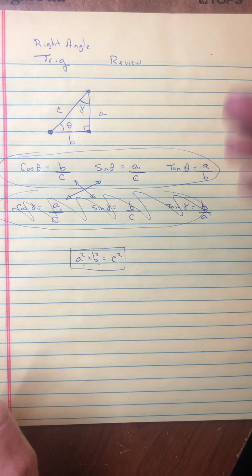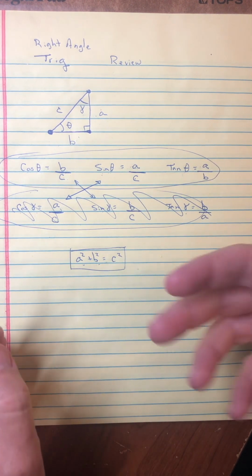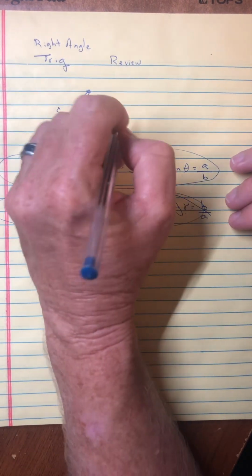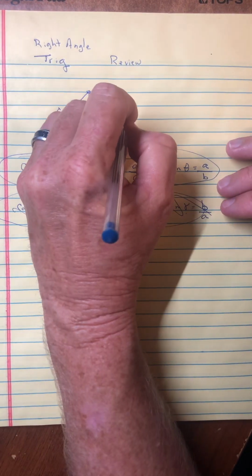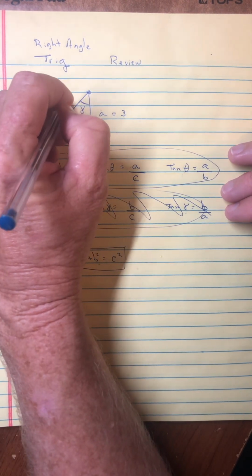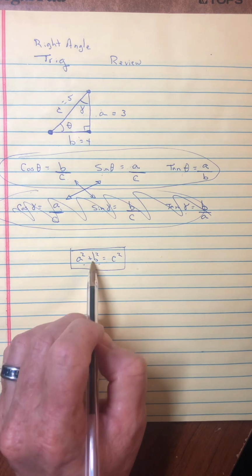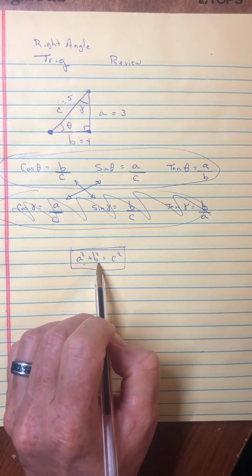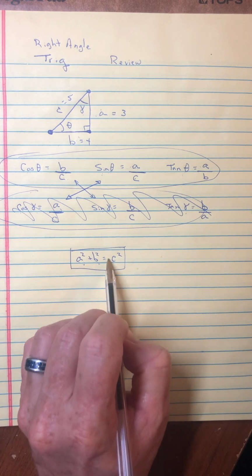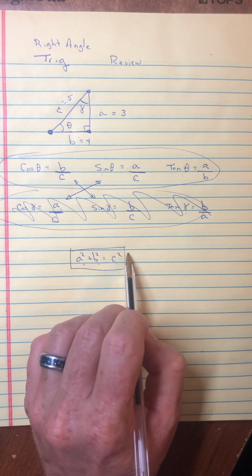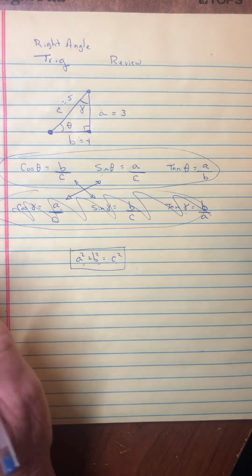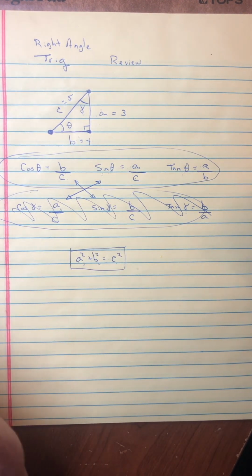Now, if I just gave you some numbers, let's do, say, the magical triangle. If A is 3 and B is 4, that makes C 5, because 3 squared is 9, 4 squared is 16. You add them together, that's 25. And so C is the square root of 25, and you get a 5. So that's one of the magical triangles, the 3, 4, 5 right triangle.